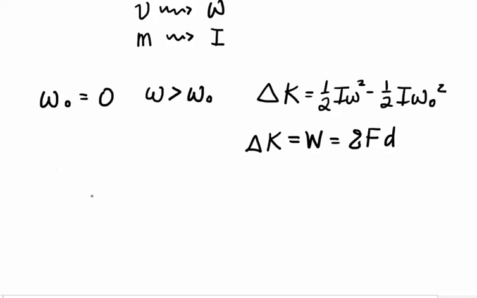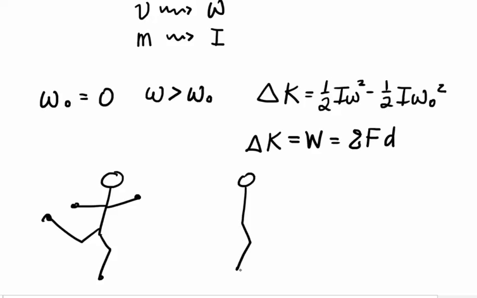And what did she do? How did she do work? Was anybody pushing on her? Her legs are out here. Her arms are out here. And what did she do? She brought them in. Did she apply a force through a distance to move her body parts closer to the center again?